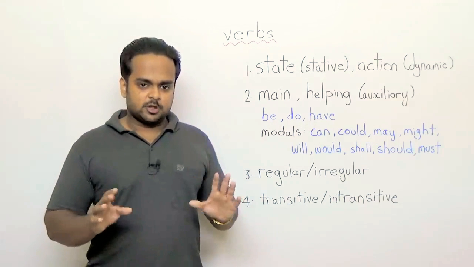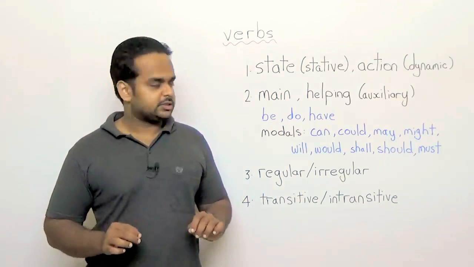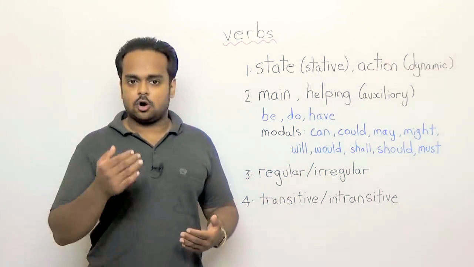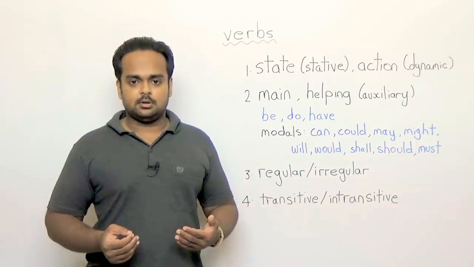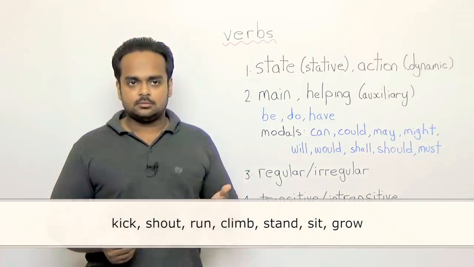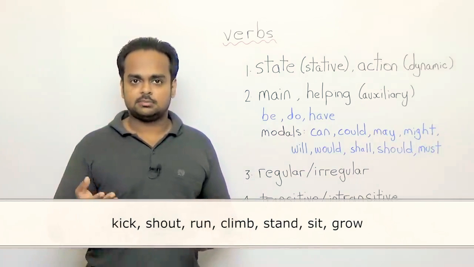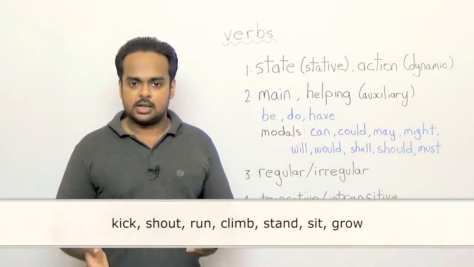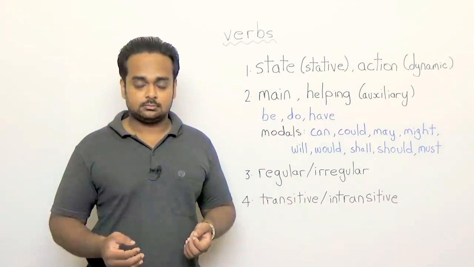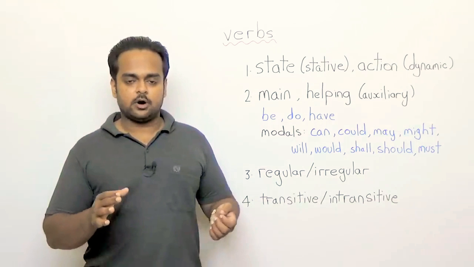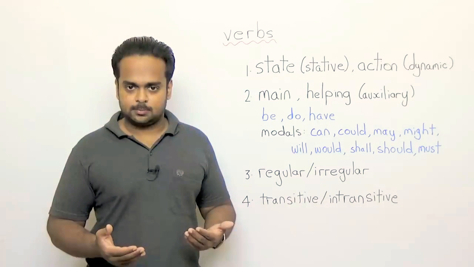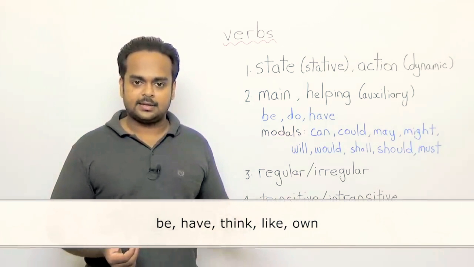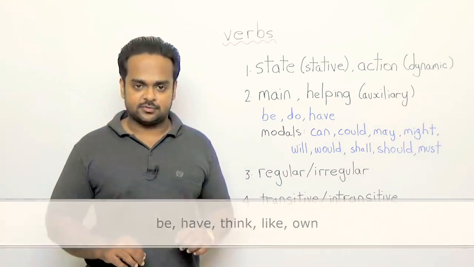Okay, what's the difference between these two? The difference is that action verbs express physical activities or processes. For example, verbs like kick, shout, run, climb, stand, sit, grow. All of these show us physical activities or processes. But a state verb is a verb that expresses a situation. For example, verbs like be, have, think, like, and own are all state verbs.